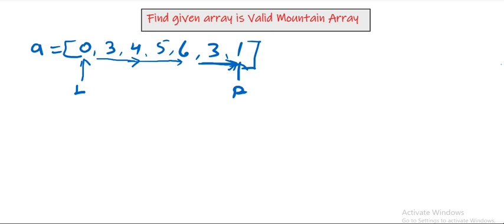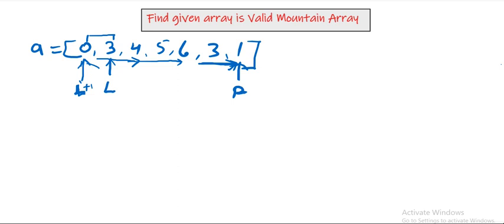So what will we do? Suppose I consider L at position 0. I will check whether L is less than R or not. Here L is less than R. Now I will compare whether the next element is increasing or not. Here you can see 0 is less than 3, which means it's increasing. So my L becomes L plus 1, and it will be over here.